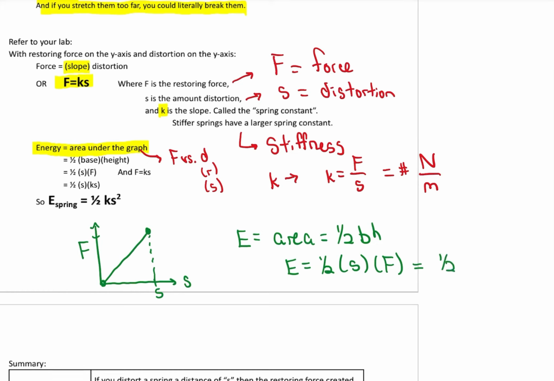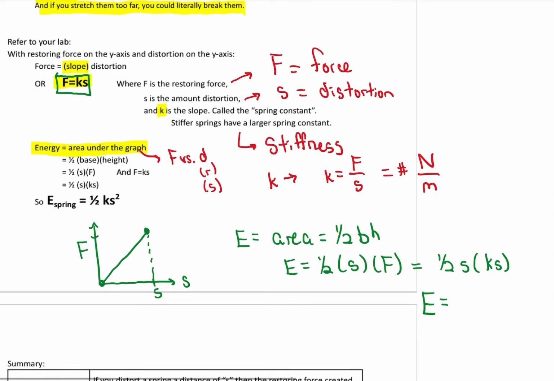We just figured out that F is K times S. So the outcome of the lab I was hoping you got to was that force is equal to K times S. Force is equal to slope times the distortion. You might not have called it K, but hopefully in the lab you said force is equal to slope times distortion. The other one that you might not have got to because it required the substitution is that the energy stored in a spring is 1/2 k s squared.